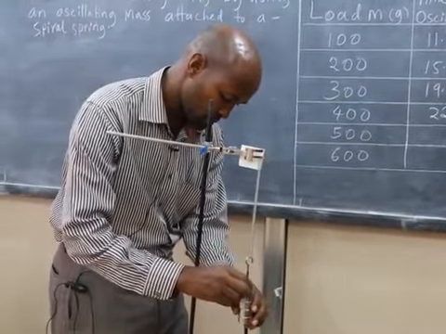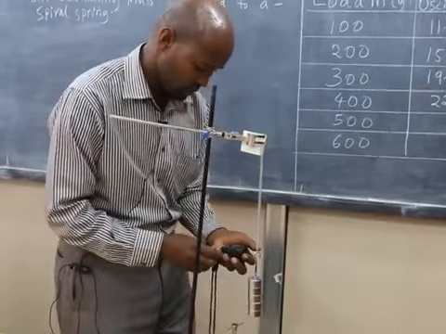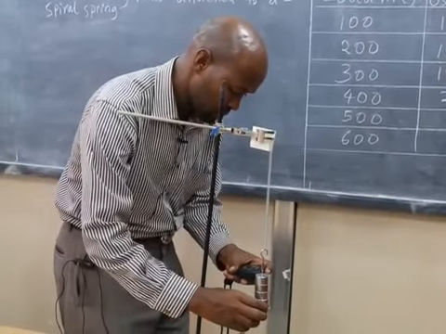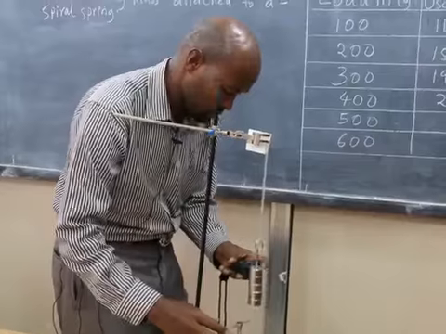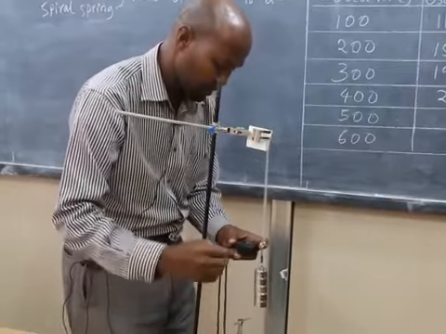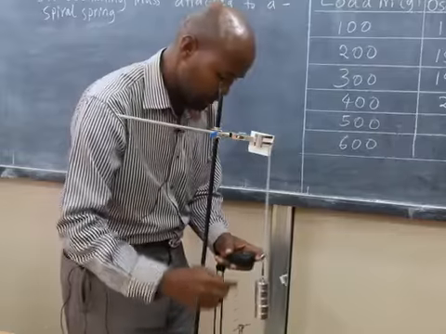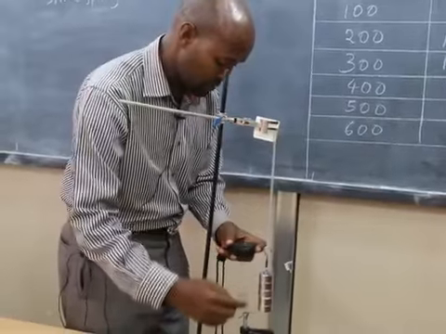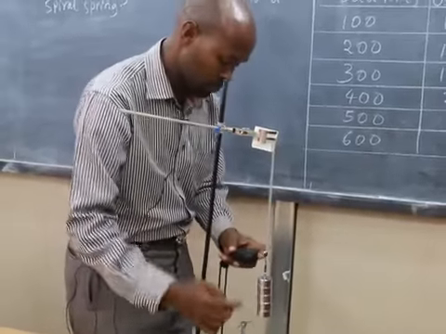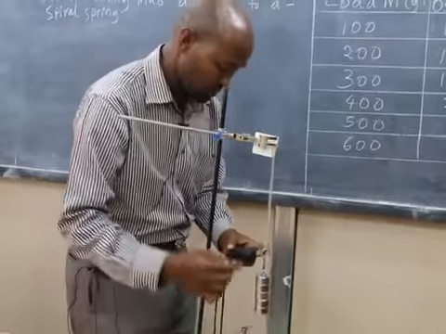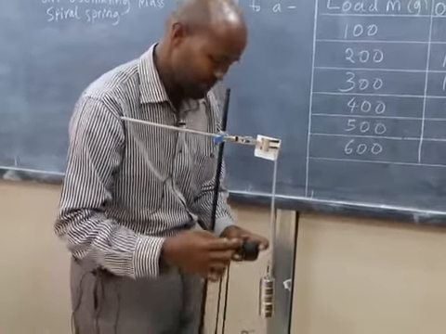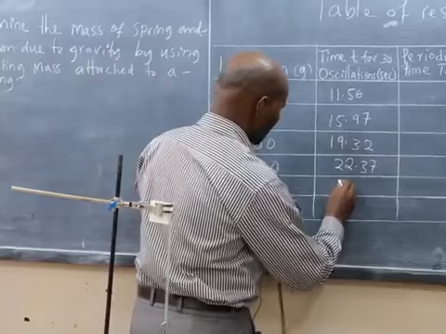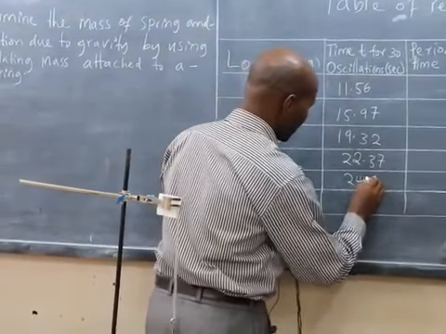Now let us see the time taken for 30 oscillations when the mass is 500 grams. Just apply vertical oscillation as usual, small amplitude. Counting up to 30. According to my stopwatch, the time is 24.93 seconds.